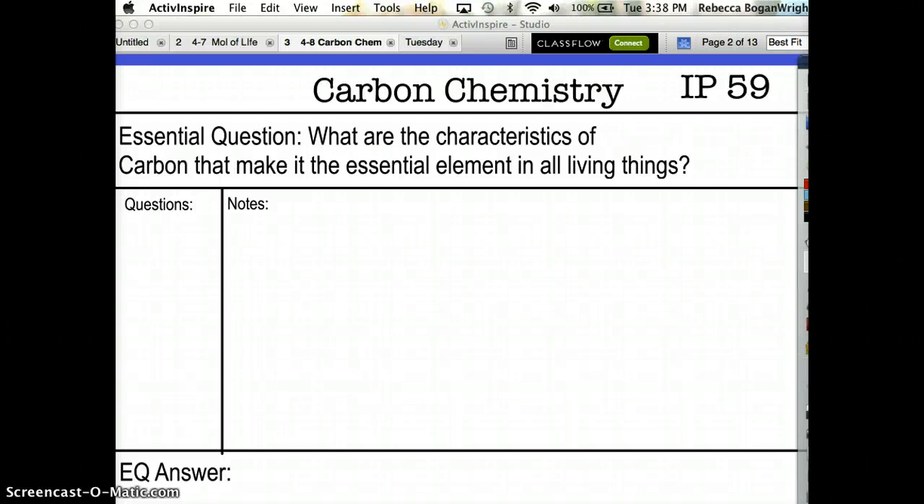So here's your notes on IP59. You're going to title it Carbon Chemistry and write down our essential question. We've already talked about how the essential elements to all living things are the CHNOPs: carbon, hydrogen, nitrogen, oxygen, phosphorus, and sulfur, but we also talked about how carbon is the most important one. Today, our essential question is, what is it about carbon that makes it the most important one? What are the characteristics of carbon that make it the essential element in all living things?